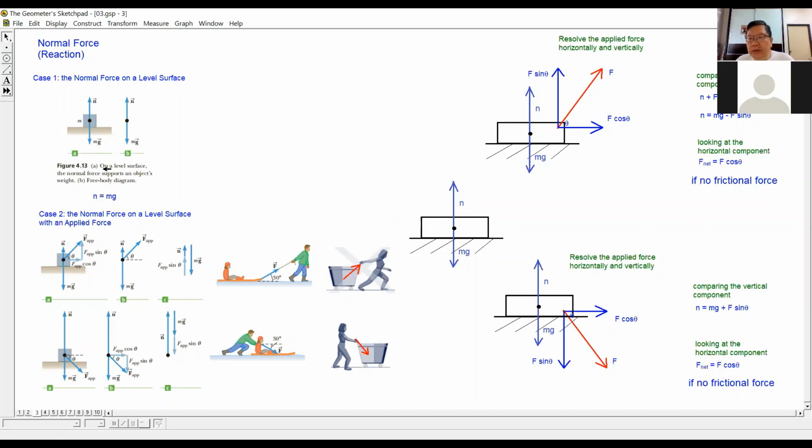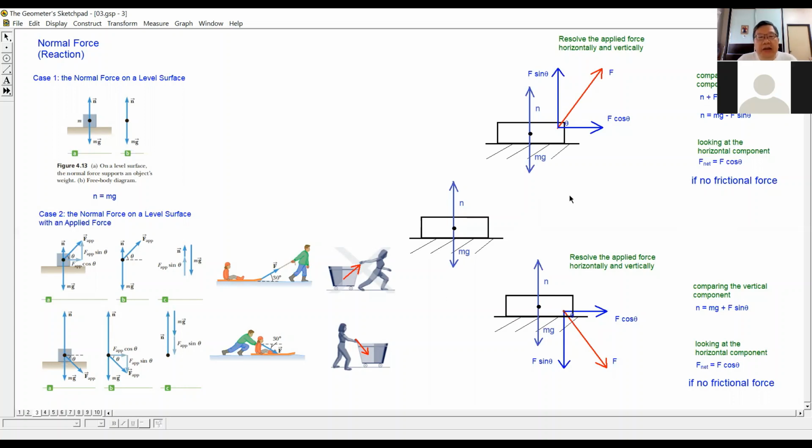The first case we have seen is when an object is resting on a flat horizontal table. Normal reaction means that the normal support is actually called normal because it is 90 degrees to the surface.